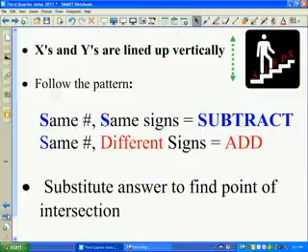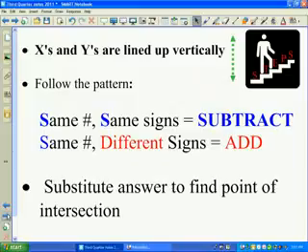So make sure you write down these steps. These steps are going to be vital in order to understand the process of elimination. So first things first, always make sure that your x's and your y's are lined up vertically. Notice the green line. Vertical is up and down, horizontal is left to right.